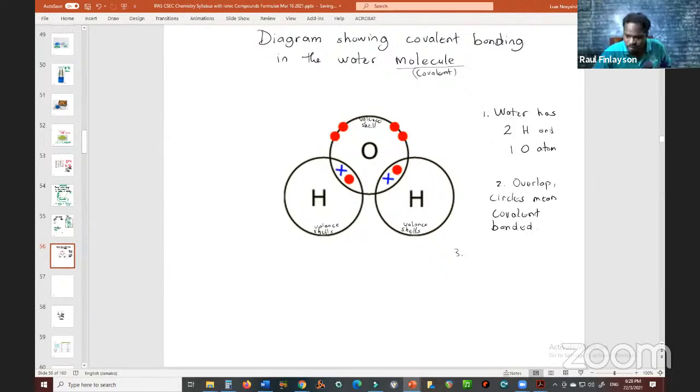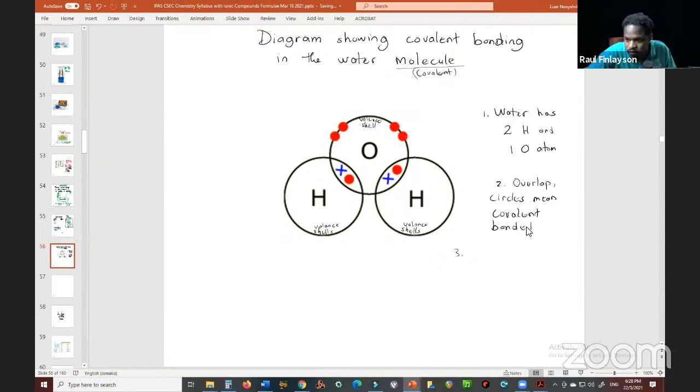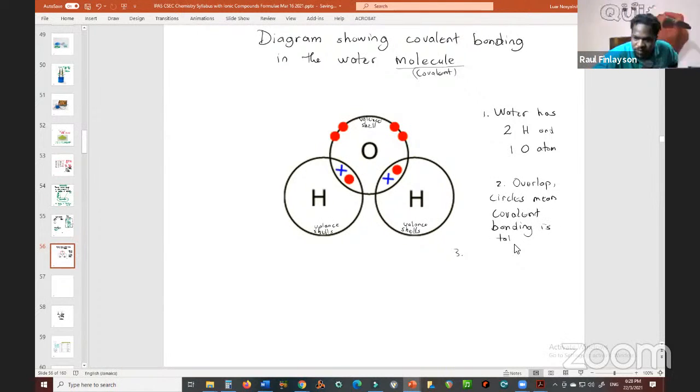All right. So, covalent bonding, lovely. But the grammar here, a little bit. Overlapping circles mean covalent bonding is taking place, or is occurring. That's right, occurring. So obvious things here: yes, there's covalent bonding, overlapping, taking place.